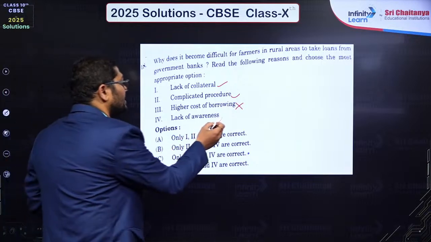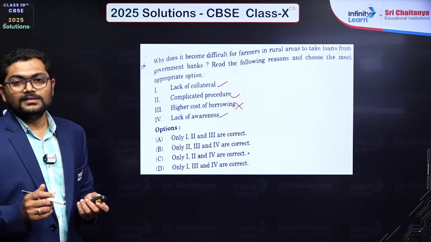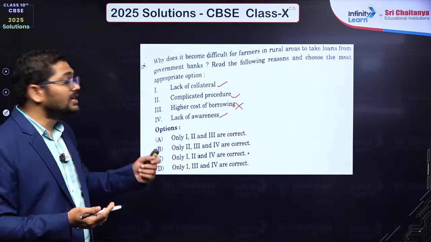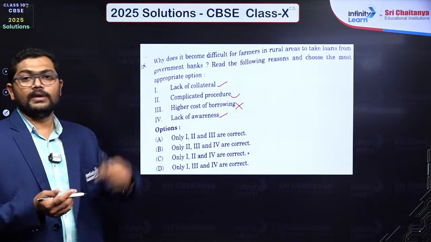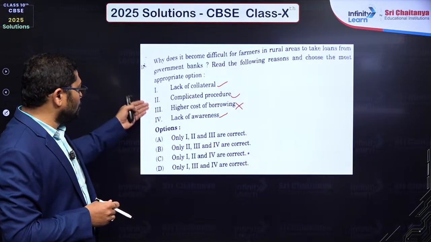And then the lack of awareness. Yes, lack of awareness is there. It means the farmers do not have enough information about the credit facilities available to them from the government banks. So that's the reason why we can choose 1, 2 and 4.